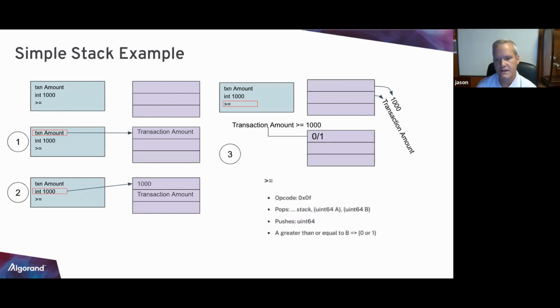The opcode definition will look something like this. This is the greater than or equal to. Okay, it pops A and B off the stack and pushes a uint64. And then it says A greater than or equal to B, and we're going to push a 0 or 1. So that's the opcode definition.